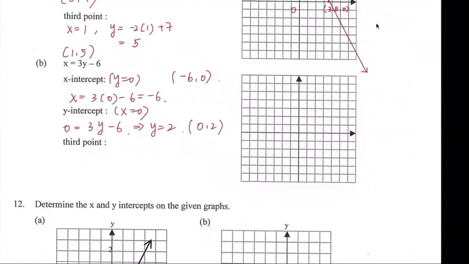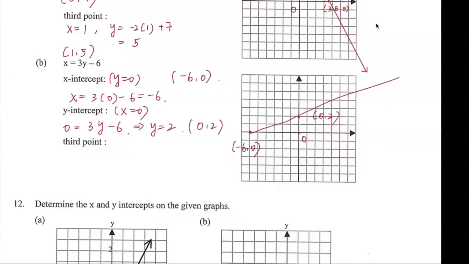Okay. So we have, this is 0. We have minus 6, 0, minus 1, 2, 3, 4, 5, 6. So this is the x-intercept, minus 6, 0. And the y-intercept is 0, 2. So 0, 1, 2, 0, 2. Right? And if we join these two points, this is the straight line that we need to find.